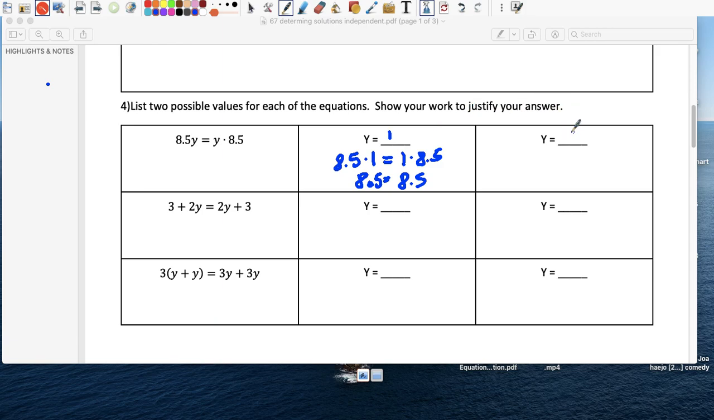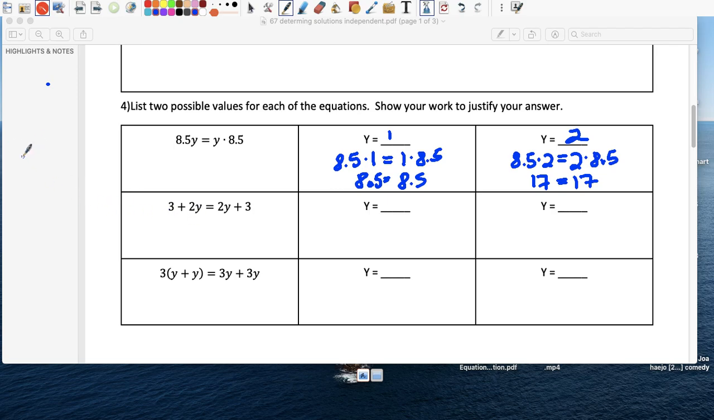Y equals, I don't know, let's make it 2. Let's keep it simple. We're going to get 8.5 multiplicado por 2, and on the other side, we're going to get 2 times 8.5. It's the same thing. So 8.5 times 2 is 17, and 2 times 8.5 is 17. So we can try y equals 3, y equals 4, y equals 5. So many solutions. Okay? So look at the next one.